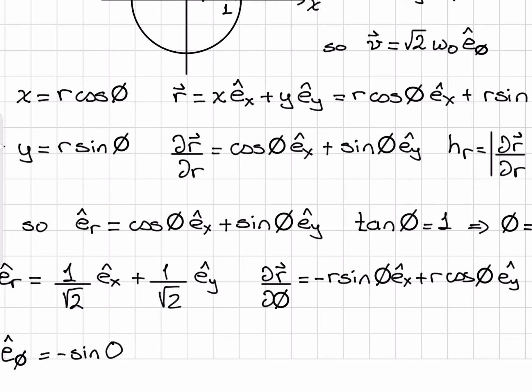ex hat and plus cosine phi ey hat. And minus sine phi is minus 1 over square root 2 when phi is equal to 45 degrees, minus 1 over square root 2 ex hat, and we have plus 1 over square root 2 ey hat.